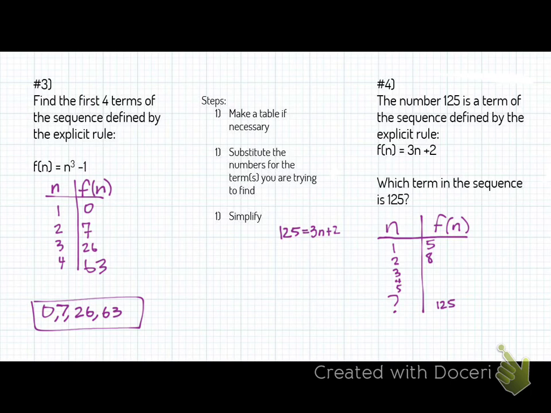How would you solve for n here? What would you do? Subtract 2. Isn't that what you guys just described? Yes. So we got 123 is equal to 3n. How do you get n by itself? Isn't that what you just told me a moment ago? So n is equal to what? 41, right? Isn't that a faster way to do this than going down the list?